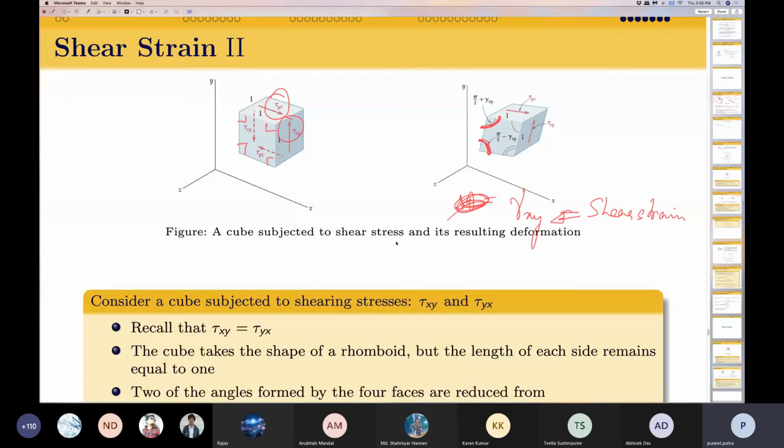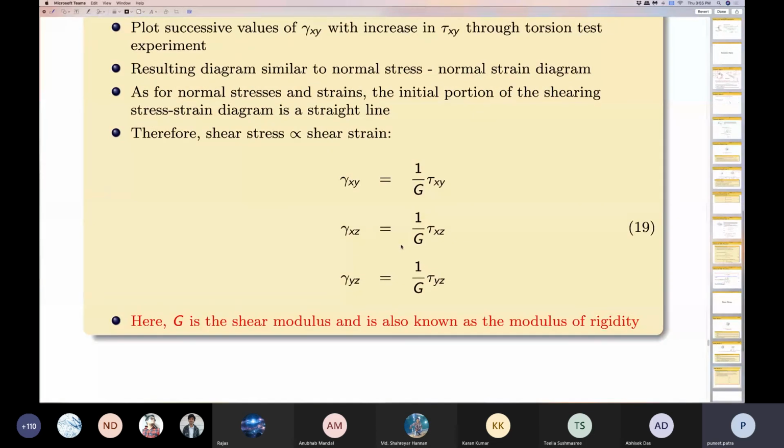Understood? So just like how we have normal strains or axial strains proportional to axial stresses, in a similar way, the linear relationship between the shear strains and the shear stresses also holds true. Shear strains are directly proportional to the shear stresses, and the constant of proportionality is 1 by G, where G is known as the shear modulus, and sometimes it is also known as the modulus of rigidity. So know these terms, remember these terms.